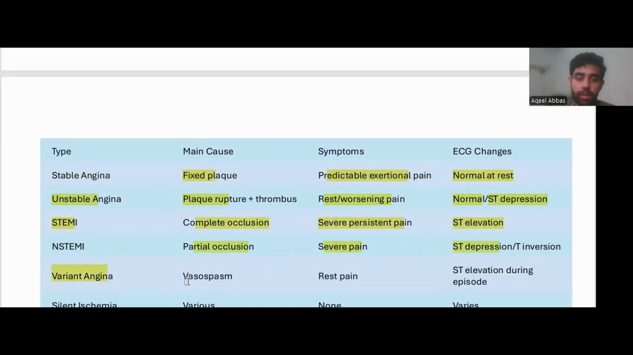And in variant angina, again, there is vasospasm, so complete occlusion, there is rest pain, and ST elevation during the episode. So after the episode, the ST elevation would resolve.